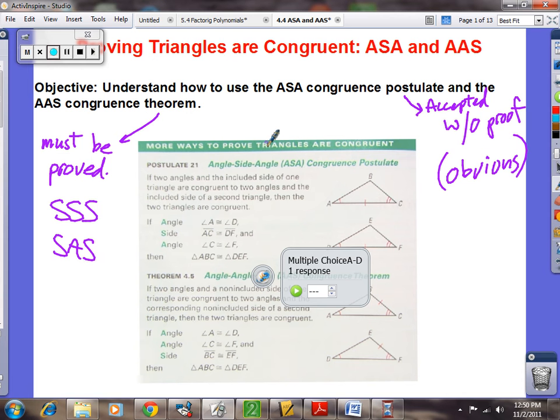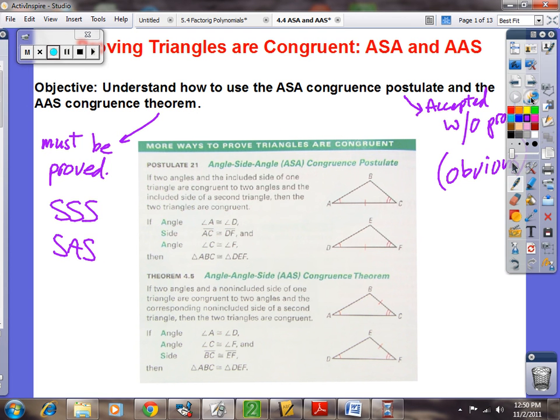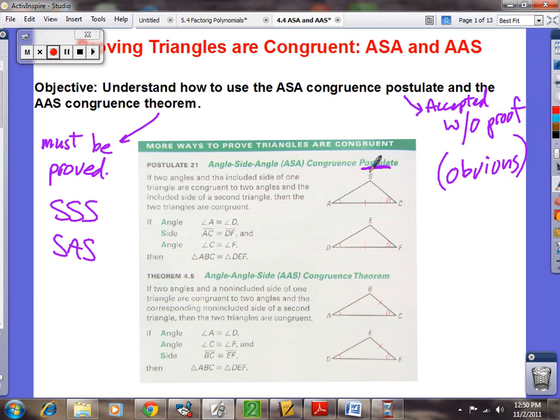Now what's interesting is this. This one is a postulate, which means it is obvious, but this one is a theorem, which means it's not as obvious to see. So some guy said, I'll bet you if you give me an angle and a side that can match up and are congruent, your triangles are congruent. But this one's not as obvious, so they had to say, prove it. Show me, what's your proof? This one is accepted without proof.